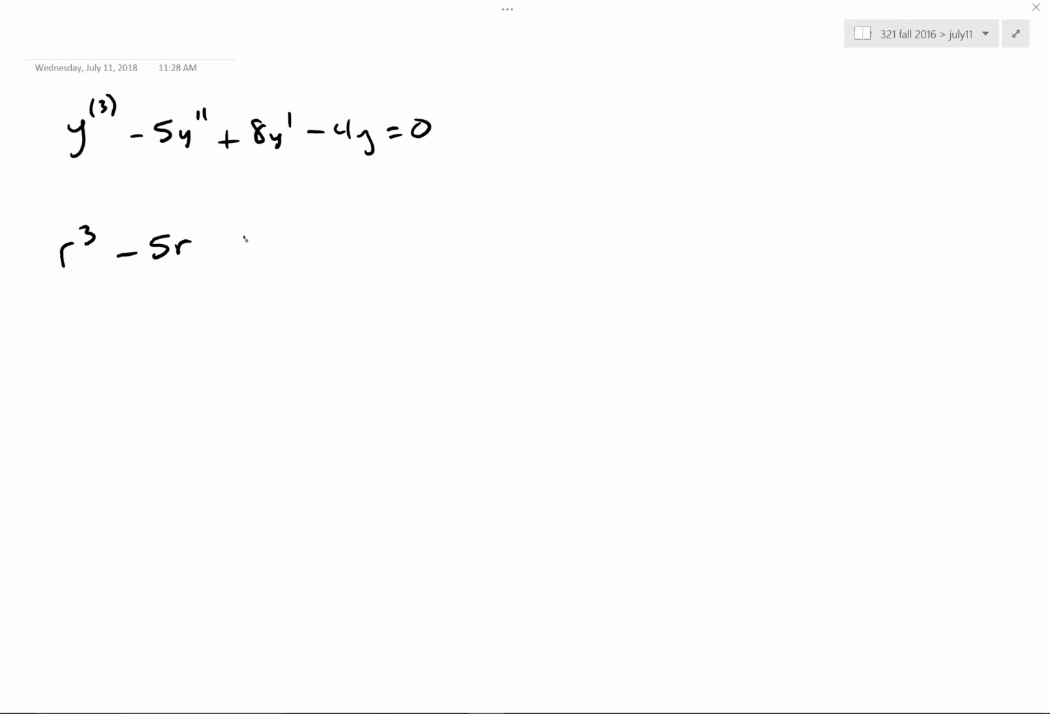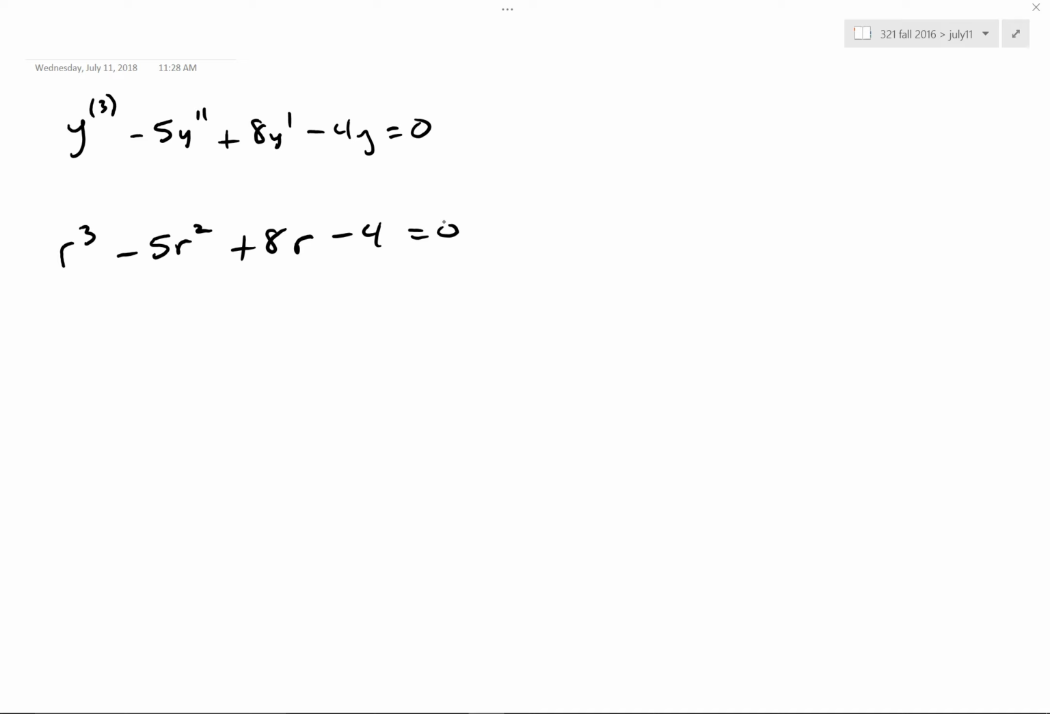Thing number 2 is this guy here, equal to 0. Again, because it's cubic, there will be 3 solutions. That does not mean they have to be all real, okay?